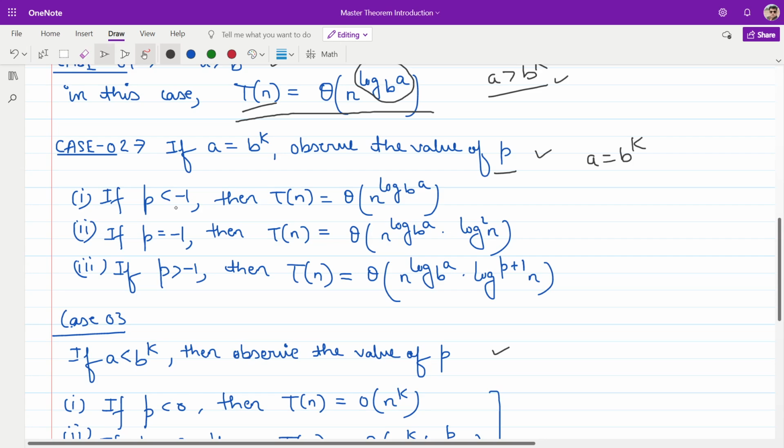P could be less than minus 1, P could be equal to minus 1, and P could be greater than minus 1 also. Okay, so corresponding to these three different settings for the value of P, we will have different subcases, and we will also be having different solutions.